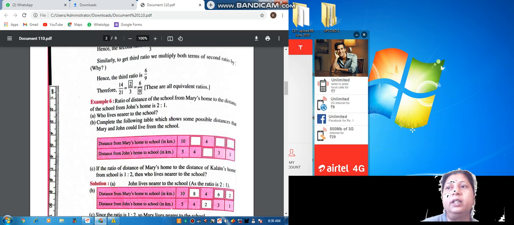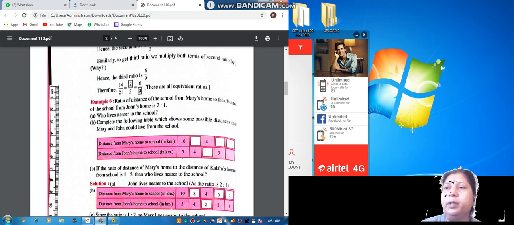Who lives nearer to school? Complete the following table which shows some possible distances Mary and John could live from the school. Now, we know the ratio. Suppose we kept 2 kilometers here.